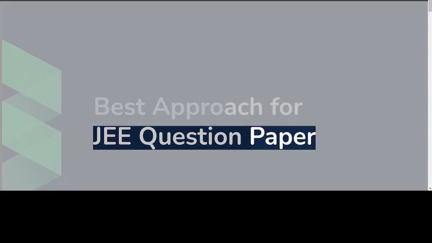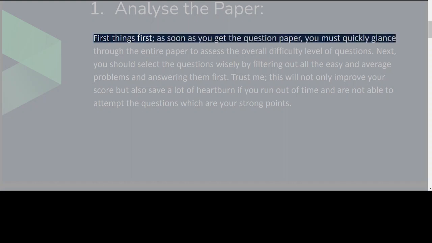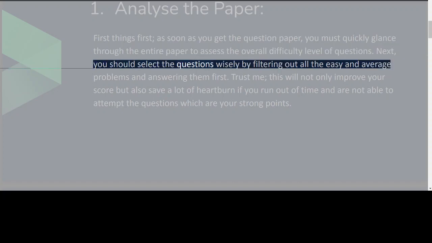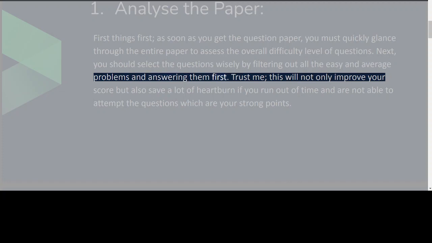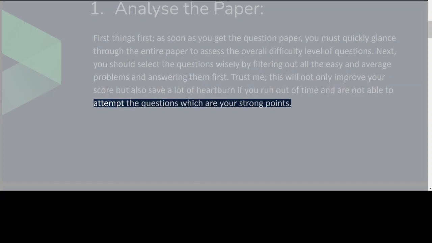G. Question paper. 1. Analyze the paper. First things first, as soon as you get the question paper, you must quickly glance through the entire paper to assess the overall difficulty level of questions. Next, you should select the questions wisely by filtering out all the easy and average problems and answering them first. Trust me, this will not only improve your score but also save a lot of heartburn if you run out of time and are not able to attempt the questions which are your strong points.